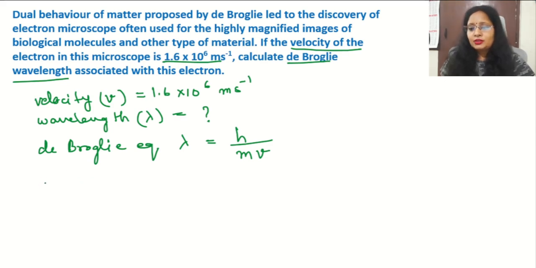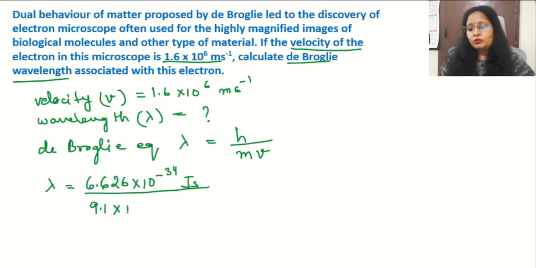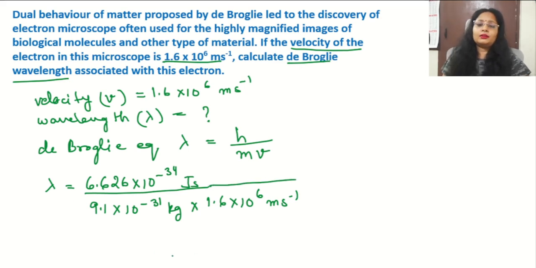So let's start. Here lambda is equal to h, which is 6.626 into 10 to the power minus 34 joule second. This is Planck's constant. Now m is the mass of the electron, it is 9.1 into 10 to the power minus 31 kg, into velocity, which is 1.6 into 10 to the power 6 meter per second. Now if we calculate this equation, we will have our answer.